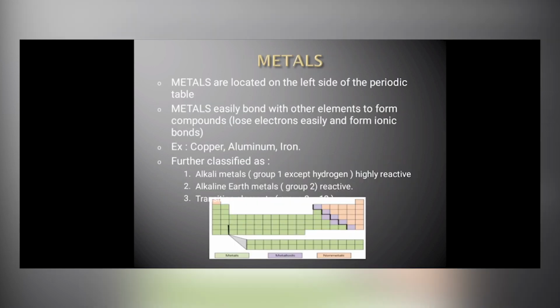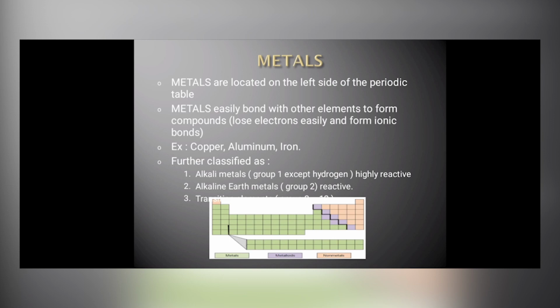First, metals. Metals are located on the left side of the periodic table. Metals easily bond with other elements to form compounds. It is further classified as alkali metals, alkaline earth metals and transition elements. The alkali metals are the first column, which is highly reactive. The alkaline earth metals are the second group, in the second column, and from 3 to 12 it is called transition elements, and these are the three major groups of metals in the periodic table. Among the 118 elements, 93 elements are metals and the rest are non-metals and metalloids.